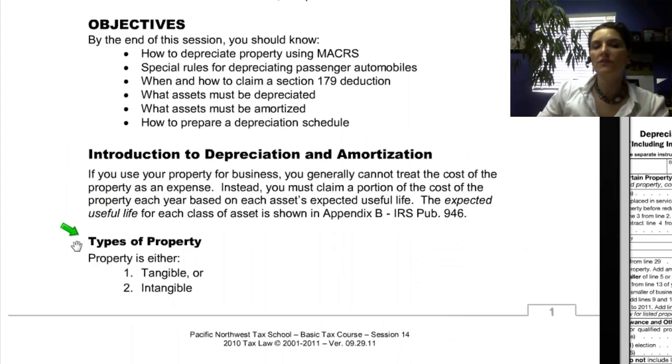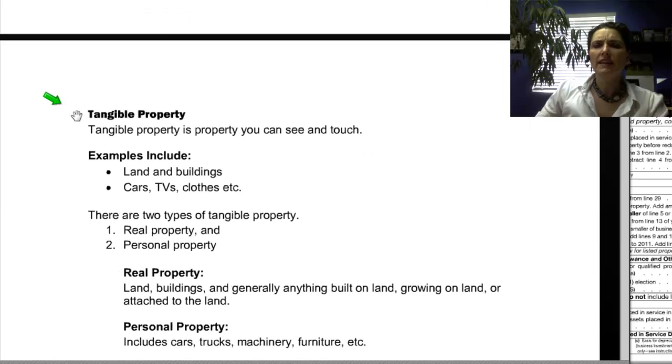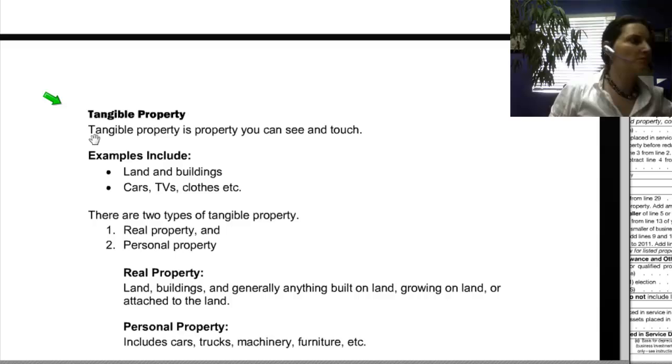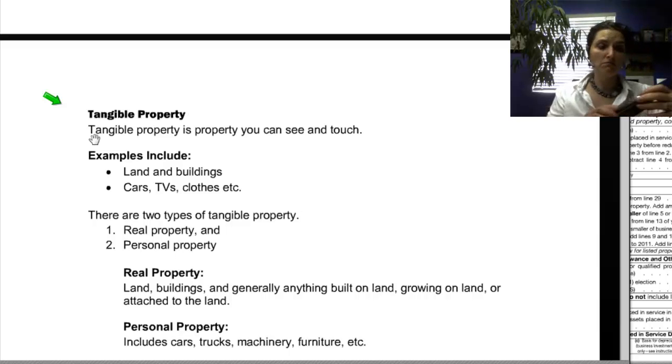Now, there are two different types of property when it comes to depreciable assets. Property is classified as either being tangible or intangible. Tangible property is property that you can see or touch. An example of a piece of tangible property would be my cell phone. I can see it, I can touch it, I can use it. I use it for business. It is a tangible asset. And other examples of tangible assets include land and buildings, cars, television and clothes, etc.